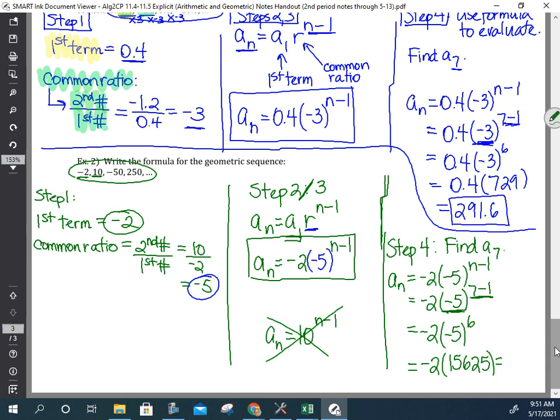Multiply times -2. Negative 31,250. So that's our optional step 4 if we had to do it. How would we know that we have to do it? We would read the directions. Any questions, example 2?